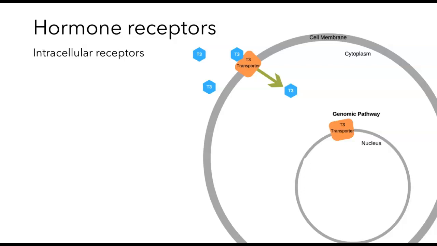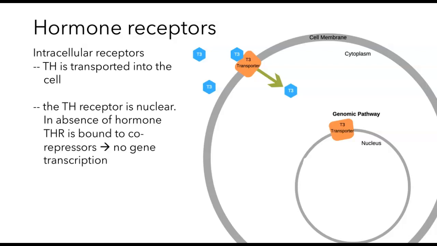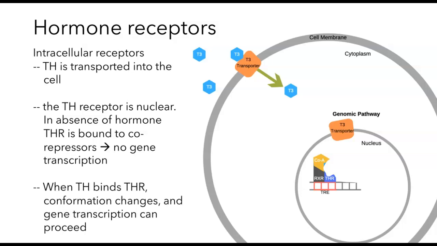Thyroid hormone also has an intracellular receptor, but it acts a little bit differently. Thyroid hormone is transported into the cell, and the thyroid hormone receptor itself is nuclear. It's sitting in the nucleus. But in the absence of the hormone, the thyroid hormone receptor is bound to co-repressors, and so there's no gene activation. When the thyroid hormone then enters the nucleus and binds to its receptor, there's a conformational change and gene transcription can begin.